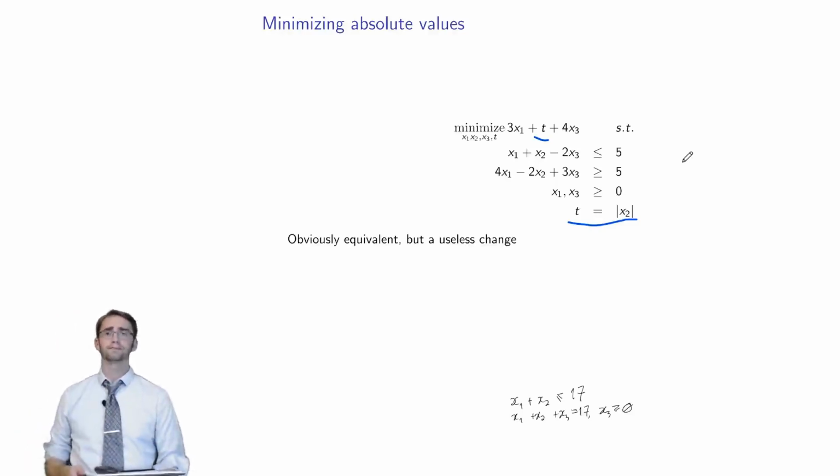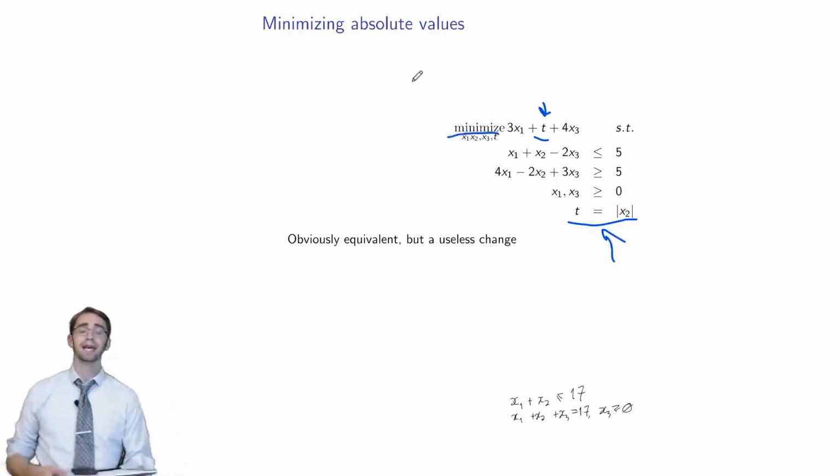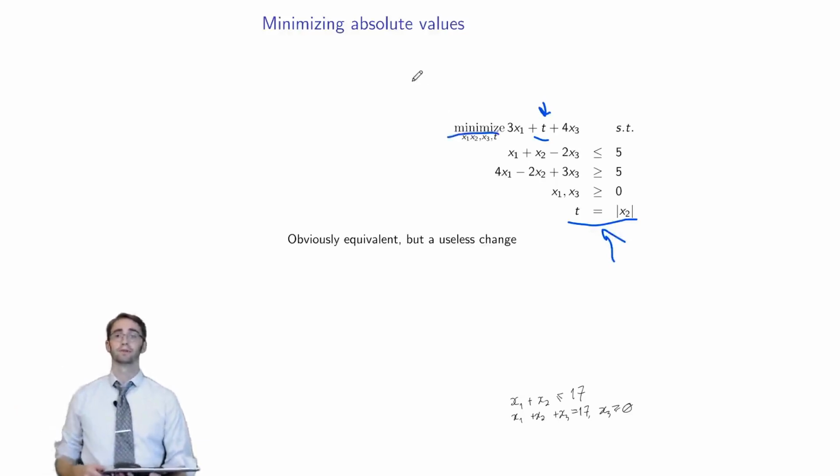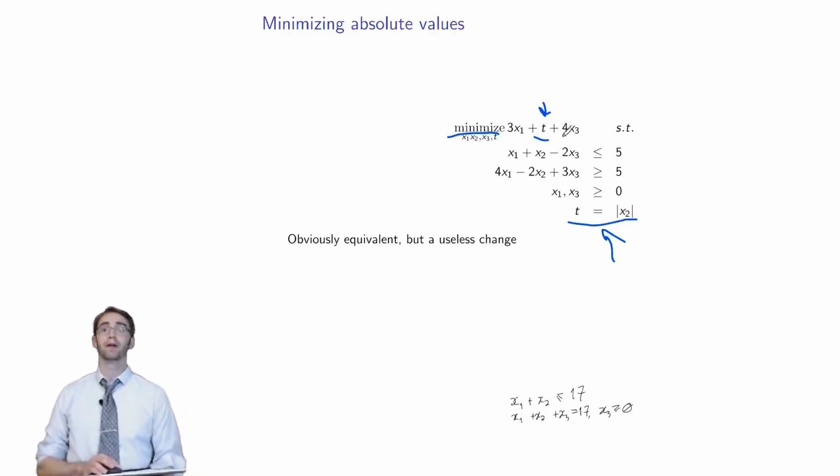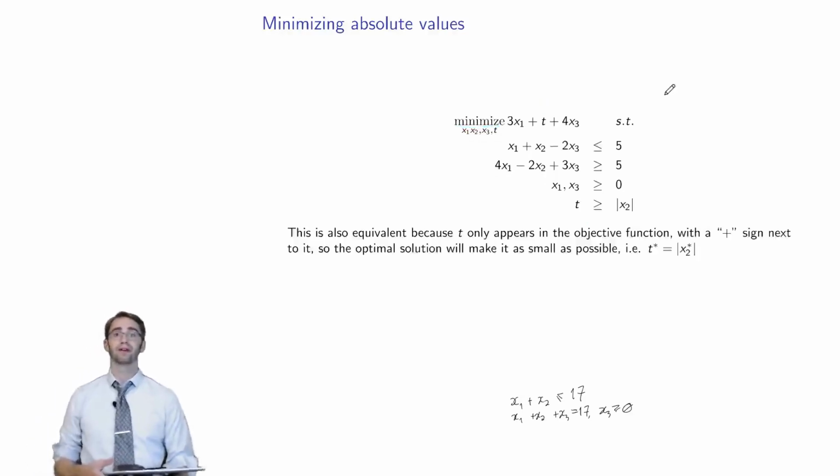Okay, but what this allows me to do is the following. t in this thing appears in two places, the two places I've just underlined, up here and down there. Now, this is a minimization problem, which means that I want t to be small. I also want 3x1 to be small, and I also want 4x3 to be small, but we're not going to touch those right now. What I want to point out here is that what I'm allowed to do without changing anything of any substance is I can take this equal sign, where I said t is equal to absolute value of x2, and I can replace it with a greater than or equal sign like that.